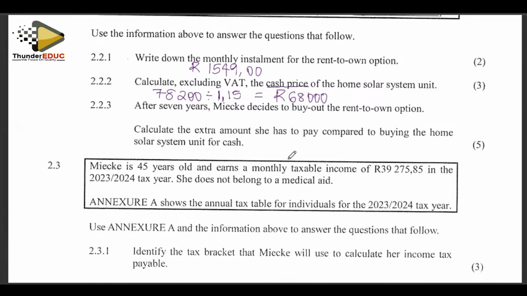Okay, we will go to the other question, which is 2.2.3. After 7 years, Maki decided to buy out the rent to own option. Calculate the extra amount she has to pay compared to buying the home solar system unit for cash. These are 5 marks, but then you have to keep something in mind: how much extra amount we are looking for.